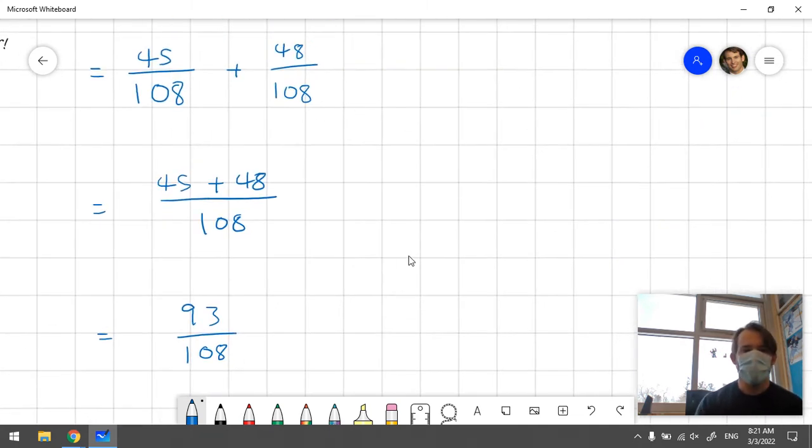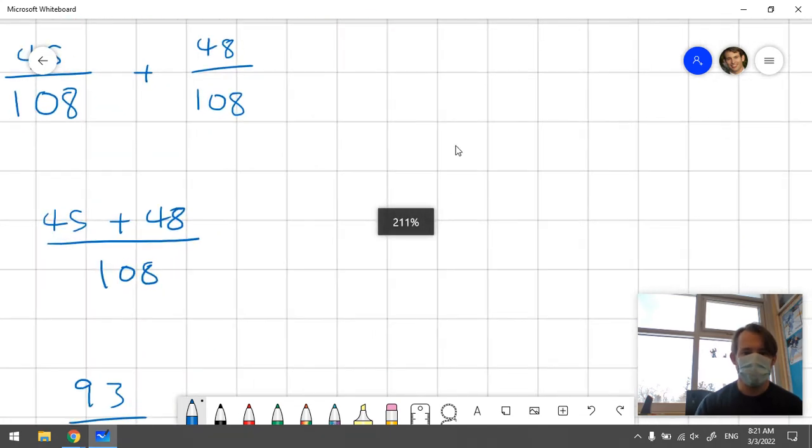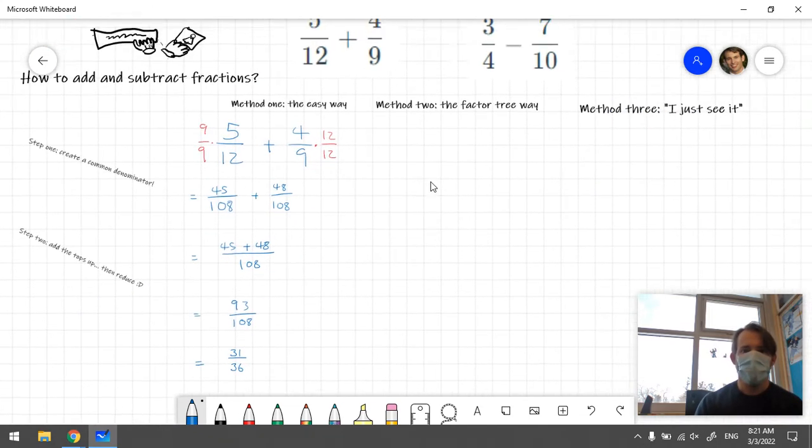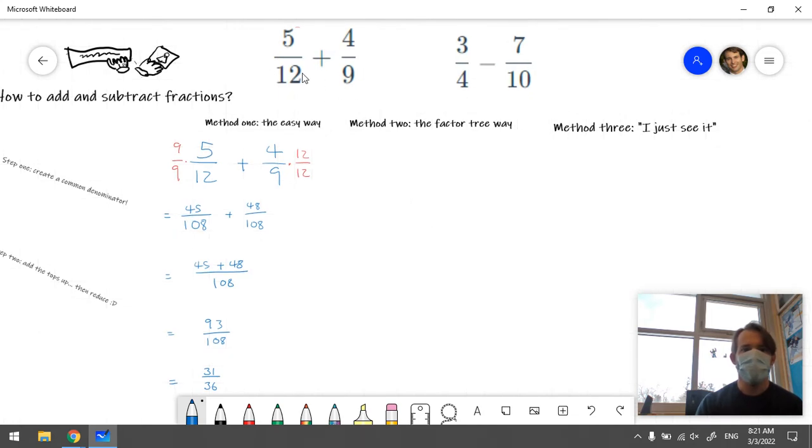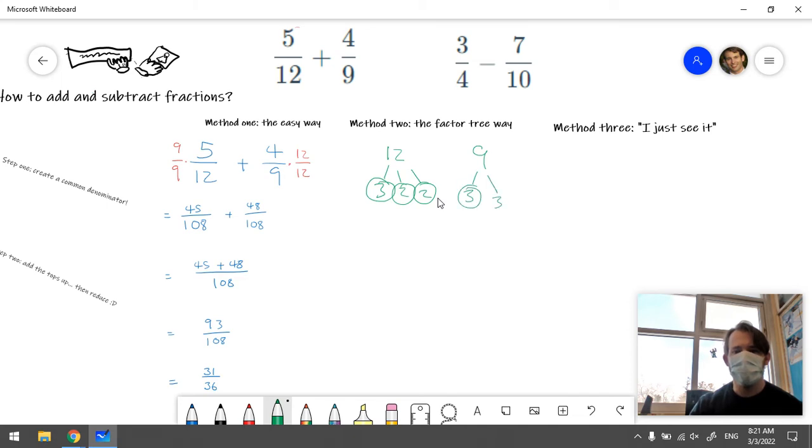Now, another method would be to use a factor tree to do this one. Oops, let me zoom out. If I want to find a common denominator faster, I can use factor trees with 12 and 9. So let's go ahead and do that. In this case, I'm going to take the number 12, and I'm going to see that 12 is 3 times 2 times 2. I would say 3 times 4, and then 4 is 2 times 2. So there's the prime factors of 12. 3 times 2 squared. And then 9 is 3 times 3. It's just 3 squared. Okay?